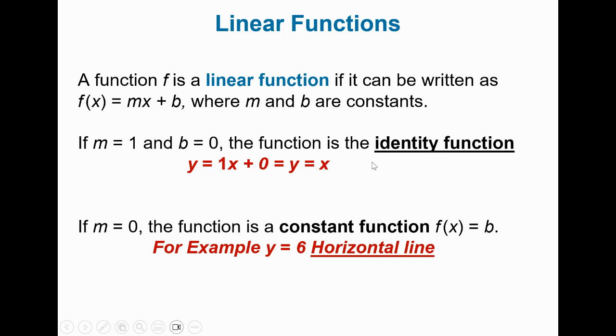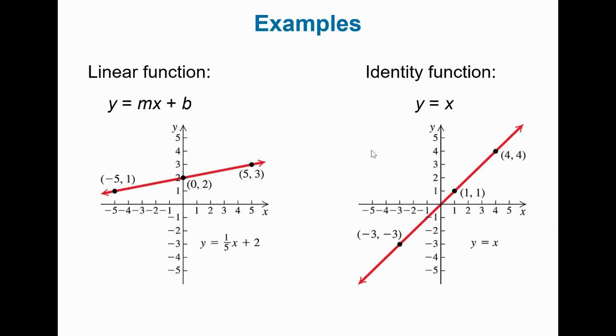If x is 2, y is 2. If x is 15, y is 15. If your slope is 0, you're not going uphill or downhill, and what you've got is a horizontal line. Example: y equals 6, y equals negative 10, y equals 11. Whenever you have just y equals a number and there's no x involved, you've got a horizontal line. The slope is 0. It's known as a constant function, a horizontal line.